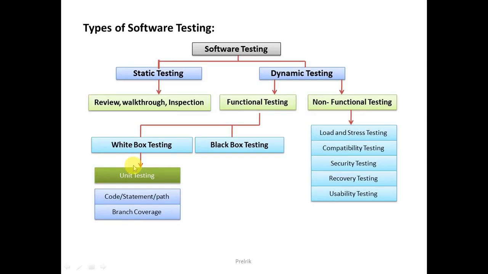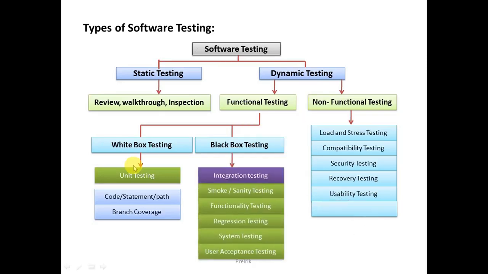In unit testing, a unit tester will see that each unit or each piece of code is working as expected and doing what it is expected to do. How can we achieve unit testing? You can achieve it by statement coverage, path coverage, branch coverage, and code review. And now, a tester majorly performs either black box testing or non-functional testing.